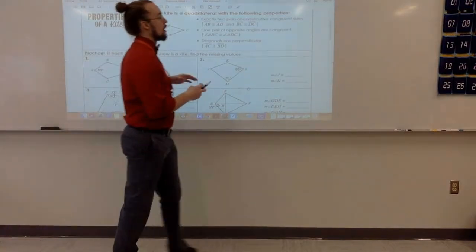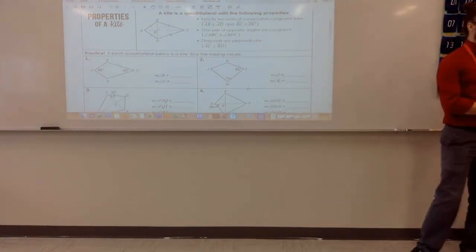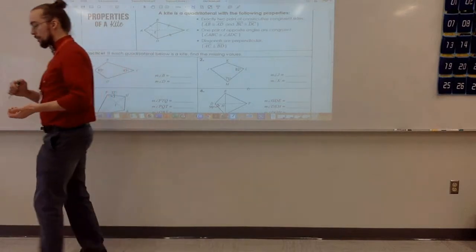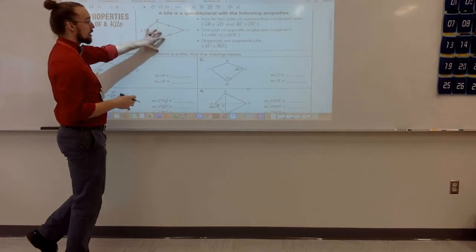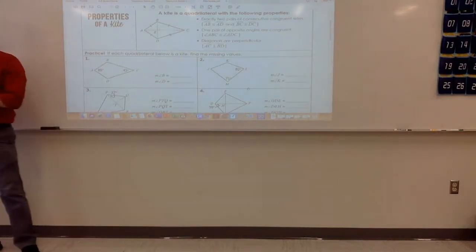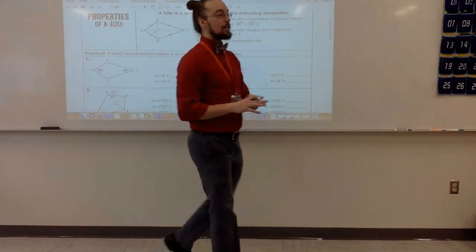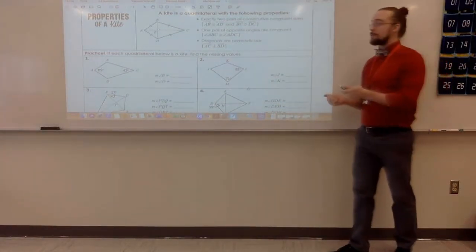Today, then, we're going to talk about our final quadrilateral, a kite. A kite has a few important properties. Just like when we talked about the trapezoid, a kite is a completely separate shape. It is not a parallelogram, so it does not have any of the properties of a parallelogram that we talked about. It has its own properties.